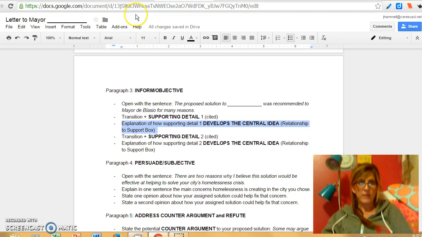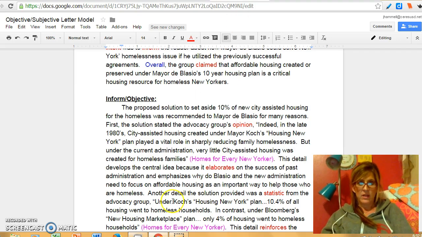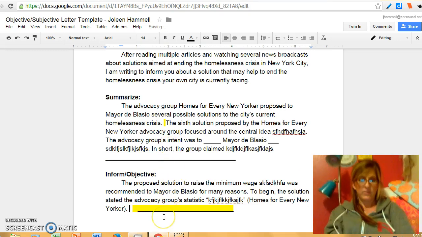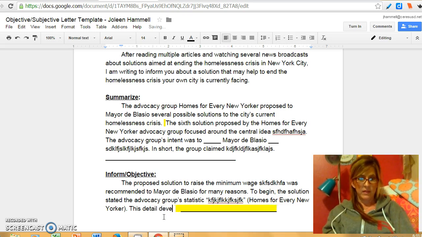And then the next one you want to do is you're going to need another transition and your second supporting detail. So here you have another detail the solution provided, or you can start off, this is your relevant sentence, this detail develops the central idea, blah, blah, blah.